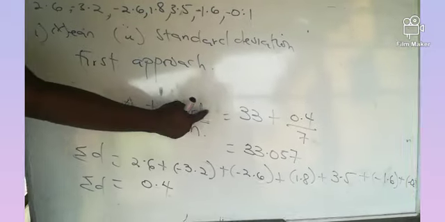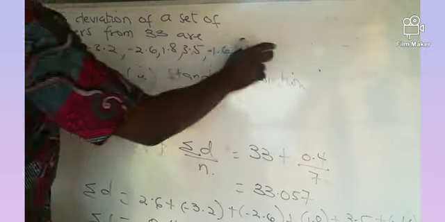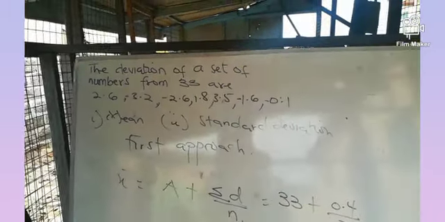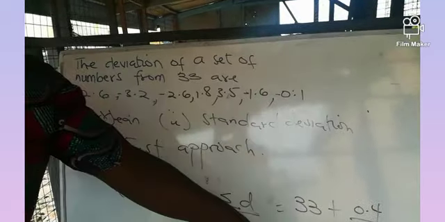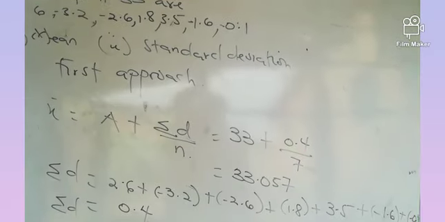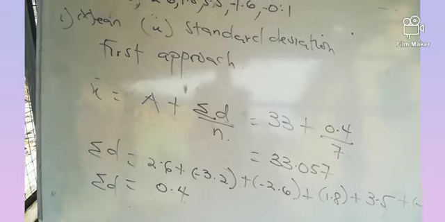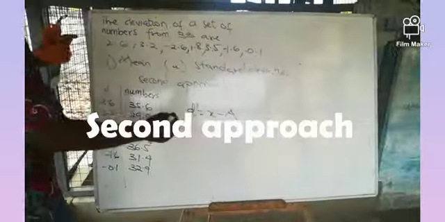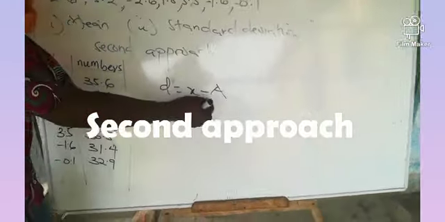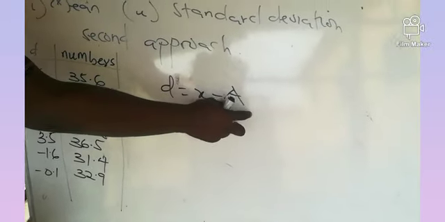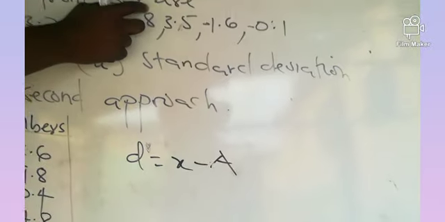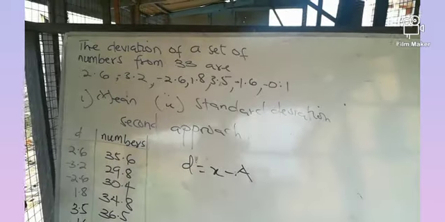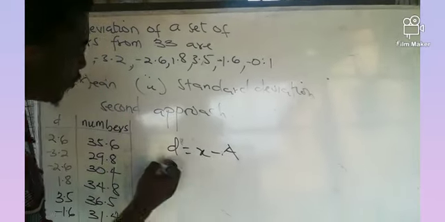And how will we get the summation of the deviation? We just add the what? The deviations, and that will give you the mean of that. The first approach. So to find deviation is equal to x, which is the actual number, minus the assumed mean. So taking the 33 as the assumed mean, one can say that we want to find the numbers.